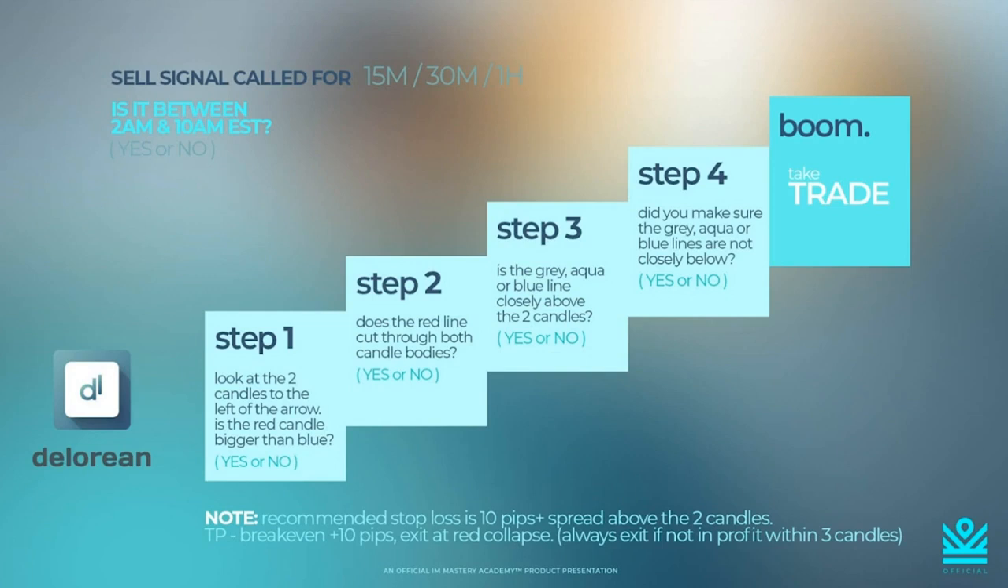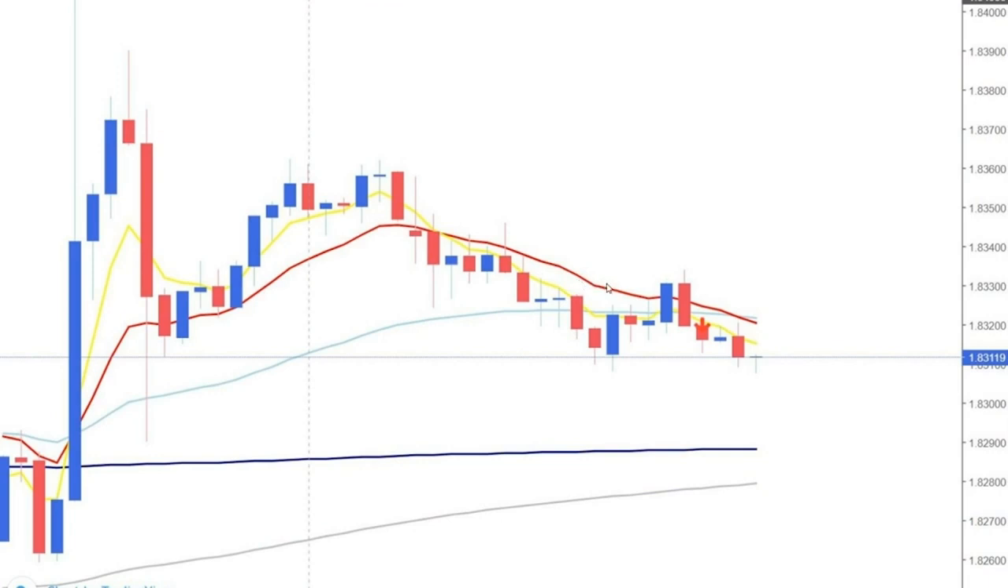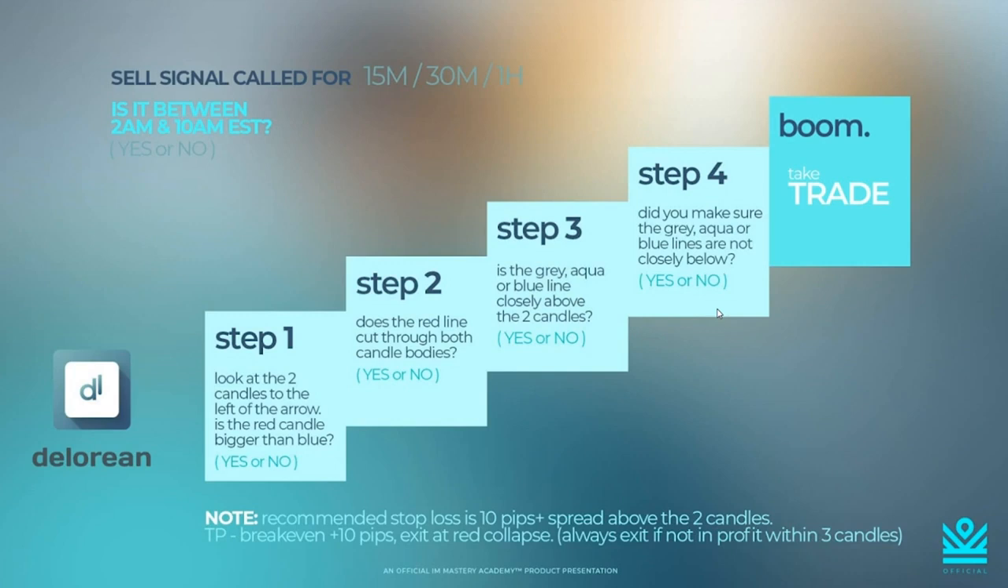So all we're going to do is read step 2. Does the red line cut through both candle bodies? Now keep in mind, from step 1, looking at the 2 candles to the left of the arrow, we have to pay attention to those 2 candles for all 4 steps. So on step 2, is the red line cutting through both candle bodies? Sure is. So now we have a check on step 2, a yes, which leads us now to step 3.